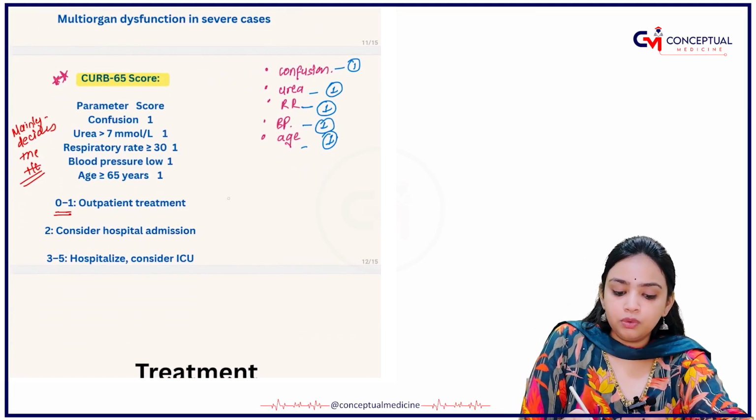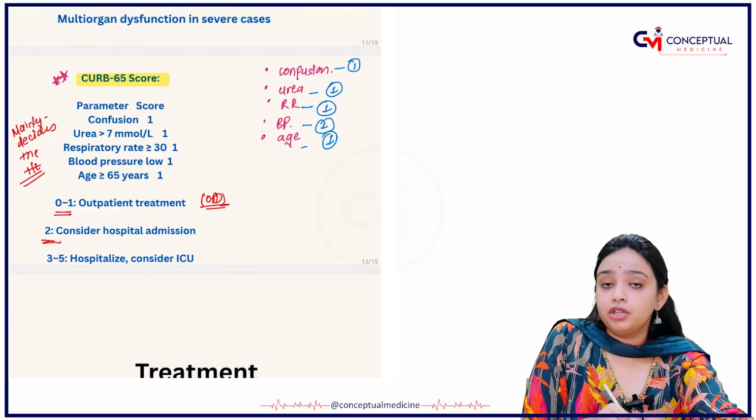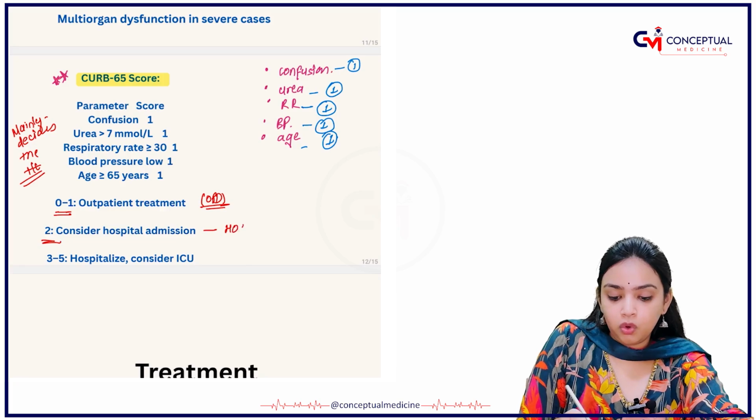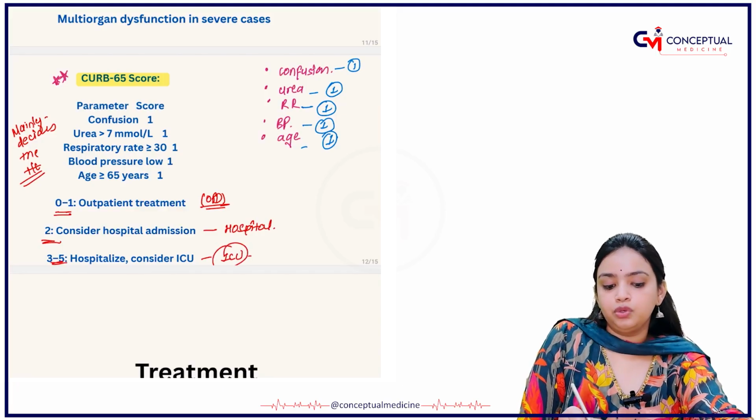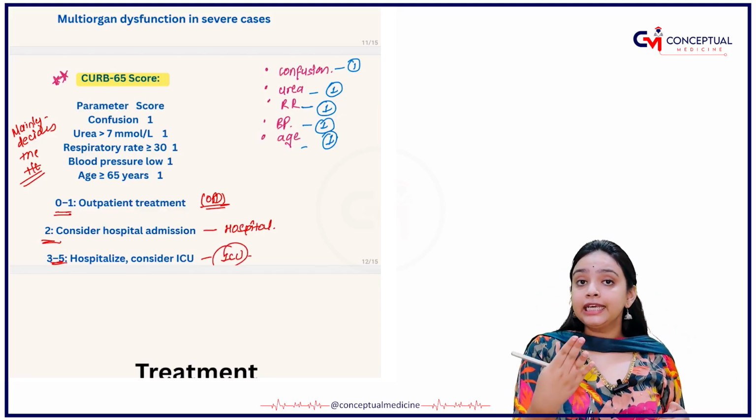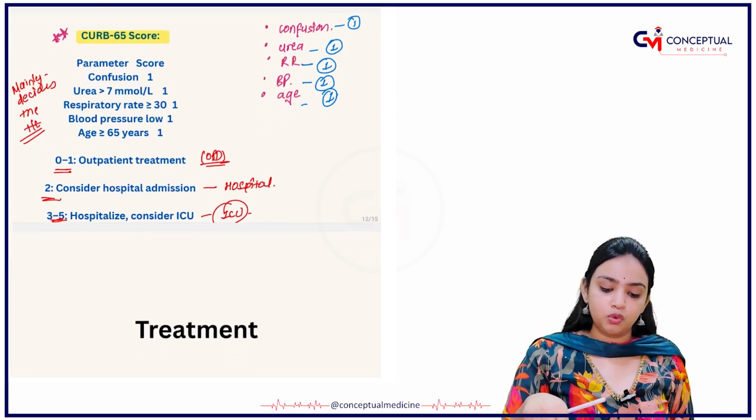So if the score is 0 to 1, you give OPD treatment to the patient. If it is 2, you consider hospitalization. If it is 3 to 5, then you consider the ICU. So read the severity index also and the CURB-65 score as well.